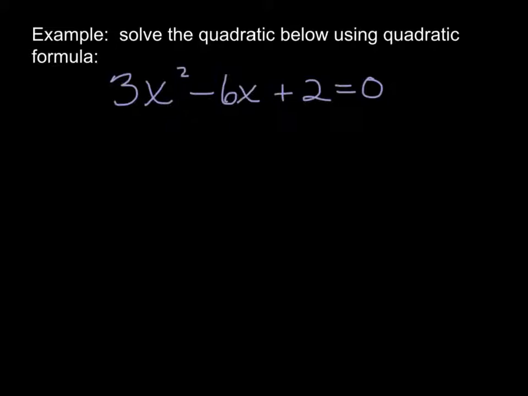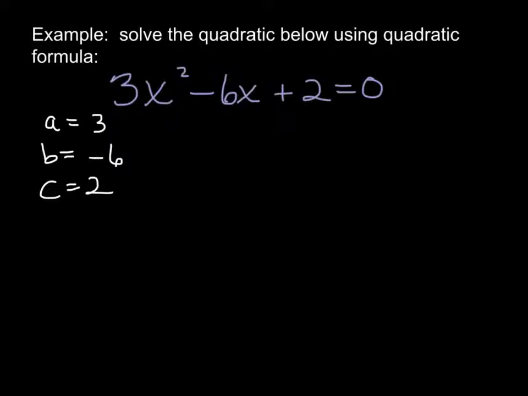Everything's already on one side, so that part is done for me. If something was on the right, I would move it over and put it in the right order. So I'm going to start picking out what my A and my B and my C are. A is 3, B is -6, and C is 2.